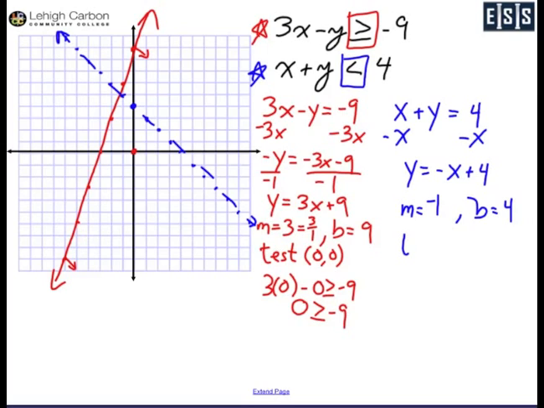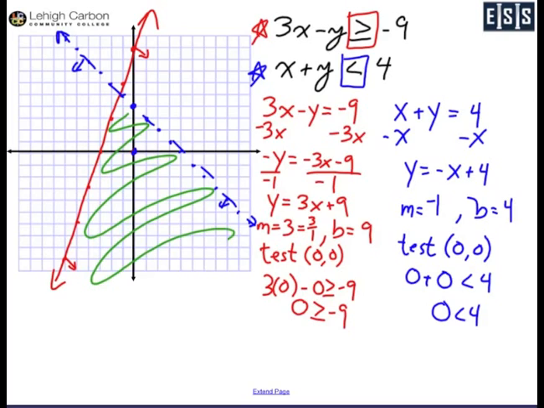Test a point. Again, I'm going to choose 0, 0. Is 0 plus 0 less than 4? 0 less than 4. That is true. So I'm going to shade the side that has the point 0, 0. Shading this way. Looking for which of the 4 areas gets shaded by both lines, and that would be that area.